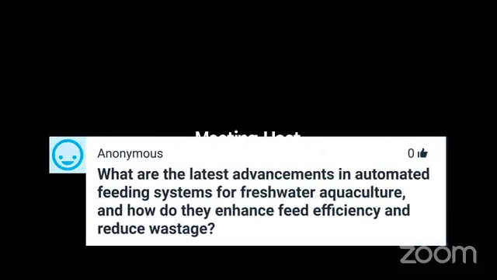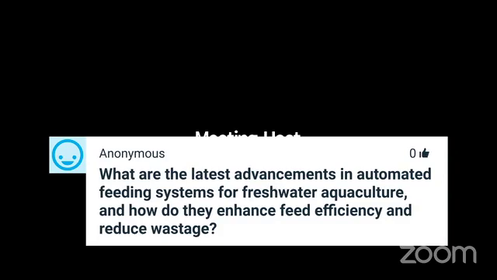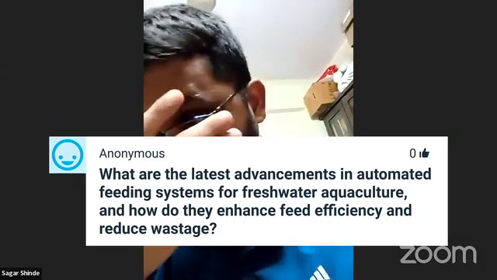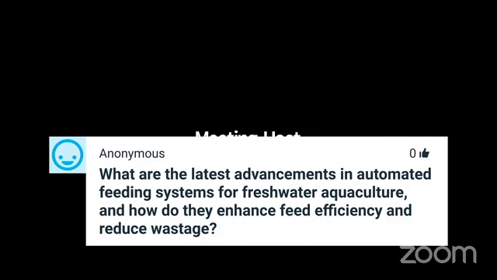What are the latest advancements in automated feeding systems for freshwater aquaculture, and how do they enhance feed efficiency and reduce wastage? Yeah, again, as I told, in cage systems there are a lot of interventions in global salmon aquaculture where you precisely feed a single fish, and in the market a lot of sensor-based auto feeders are there.